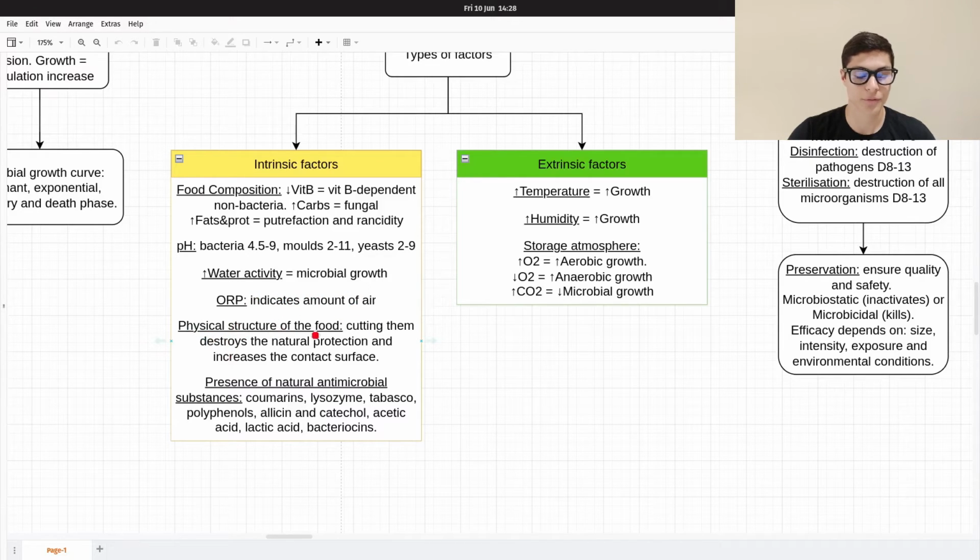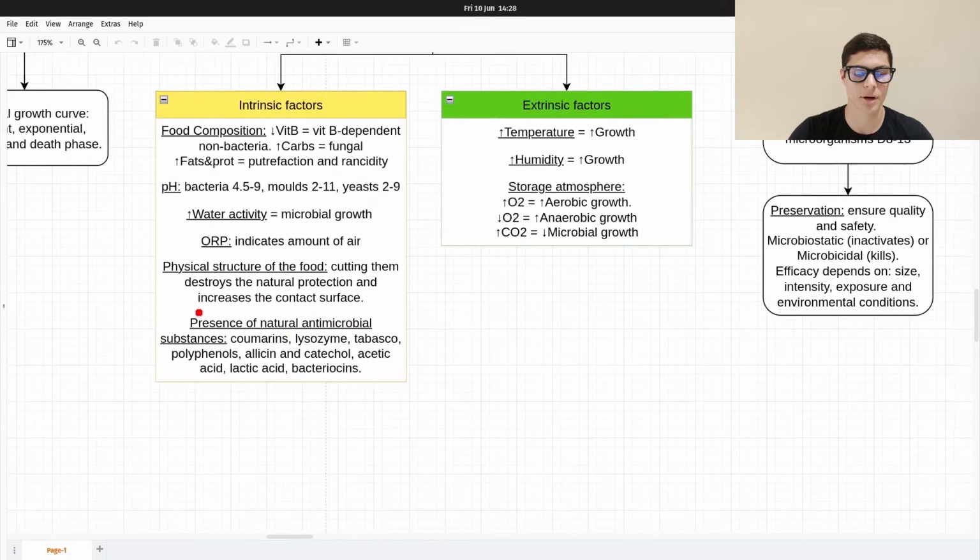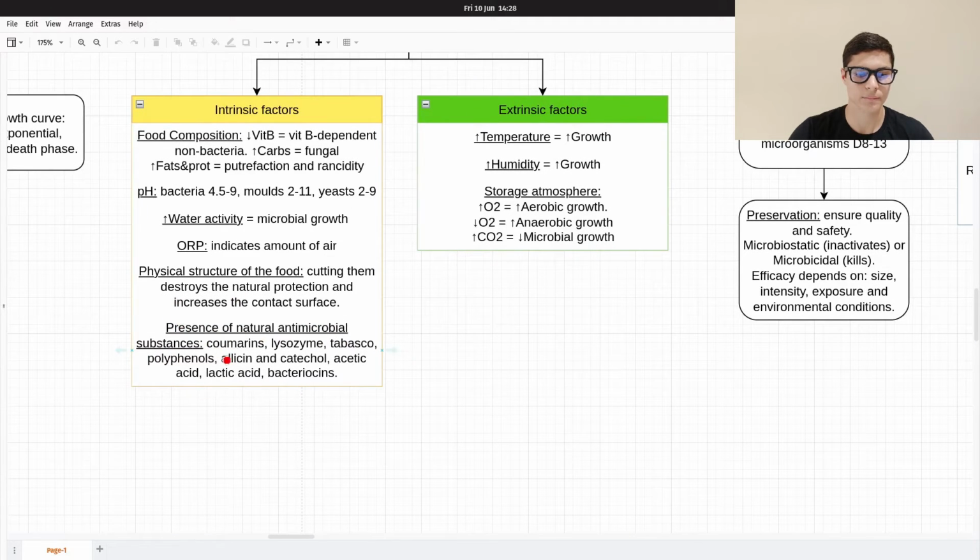The physical structure of the food, yes, because if we cut the food, we will actually destroy the natural protection and increase the contact surface. So having more surface, the bacteria can actually affect it more efficiently. Presence of natural antimicrobial substances, yes, because some food has antimicrobial substances like coumarins, lysozyme, Tabasco, the polyphenols, the allicin and the catechol, the acetic acid, the lactic acid, and the bacteriocins.